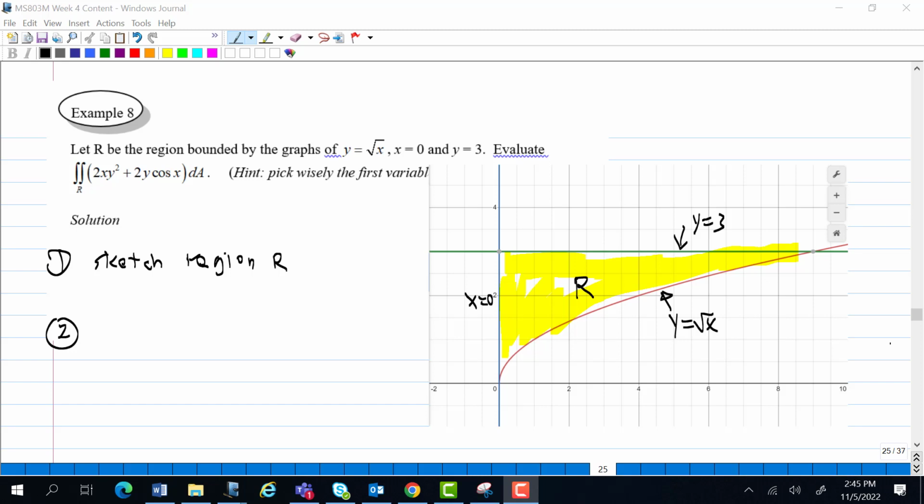Then we have to decide what is the type of the region. This type of region can be a region bounded by two horizontal lines. This is called a type 2 region. Horizontal lines, y equal to 3 and y equal to 0. So as type 2, it is bounded by y equal to 3 and y equal to 0, two horizontal lines.